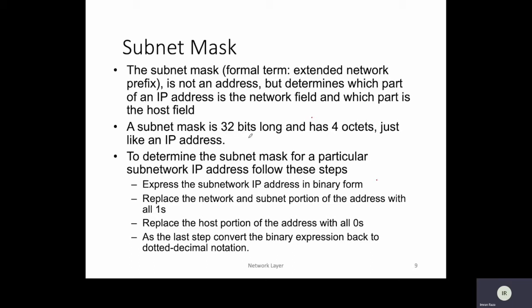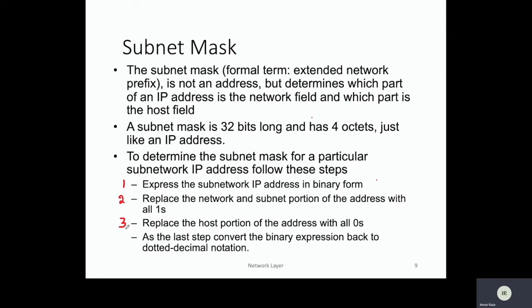Obviously, it's a 32-bit number. Again, it has 4 octets, just like an IP address. As step 1, we express the subnet IP address in binary form. Then, as step 2, we replace all the bits in the network portion with 1. We will also see this with the help of an example in a minute. Step 3 is to replace all the host portion bits with 0.